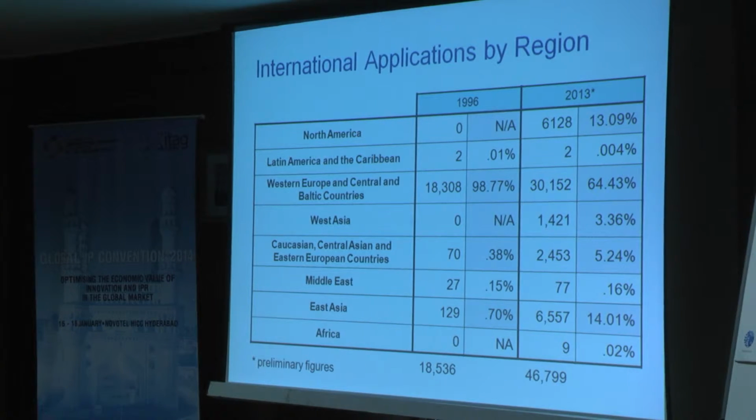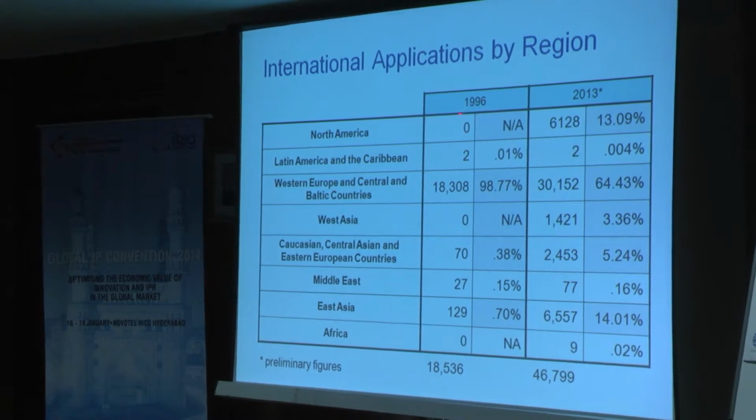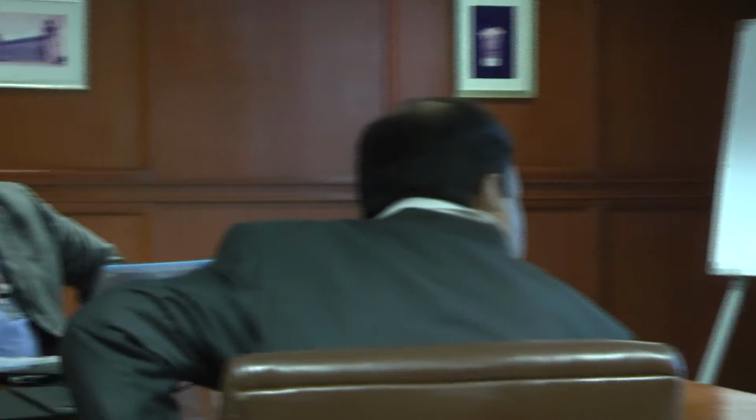International applications by region. This is a more interesting statistic. I'm comparing '96 to 2013. These are the number of international applications filed in these regions. And this is the share. So for example, Western Europe, the Central and Baltic countries in '96 accounted for 98.7%, essentially 100%, of the international applications filed in '96 when the protocol was first introduced.